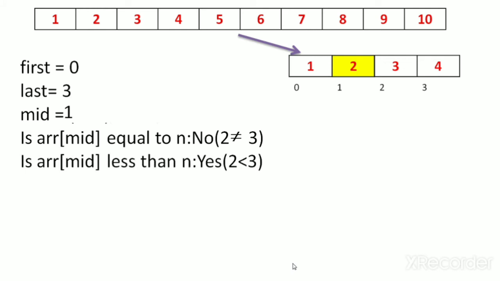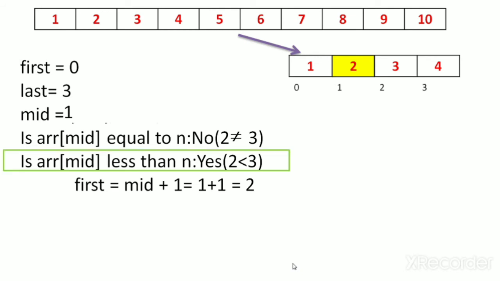And again it checks the second condition, which is if the middle element is less than n, which is true, that 2 is less than 3. So in this case, we should increase the first index value to mid plus 1. So first will become 2. Yes, we got the second condition true, that's why it's highlighting. So now first has become 2.